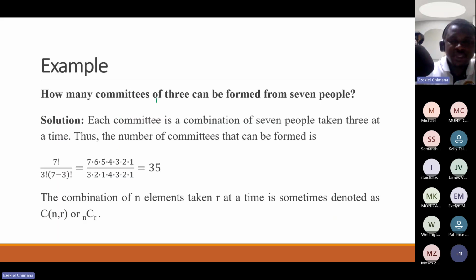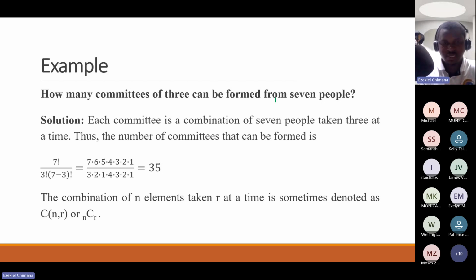So how many committees of 3 can be formed from 7 people? Here we've got 7 people and you want to form a committee. You need to know, is it a combination or a permutation? You are given 7 people, and from there you want the possible committees that we can form from that given group. It's obvious we are looking at combining people.